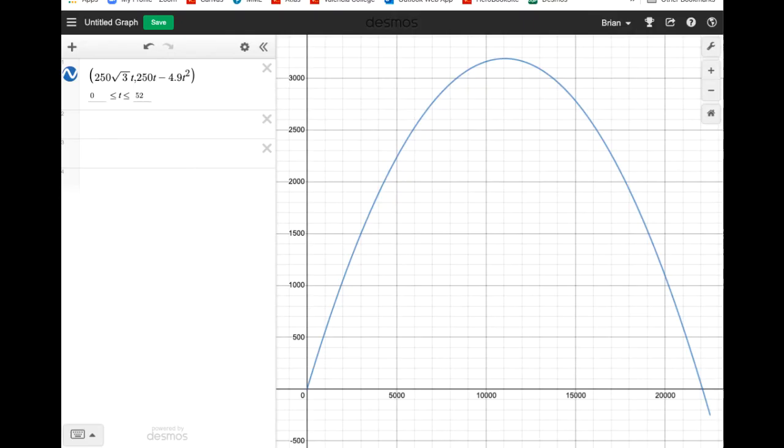I brought up Desmos and graphed the two parametric equations that we had, just so I could envision the graph. I went from 0 to 52, so I should be able to do like 51. I can see that visually checks what I'm looking for there, and it looks like that's about 22,000. Seems to be matching the answer that we got.